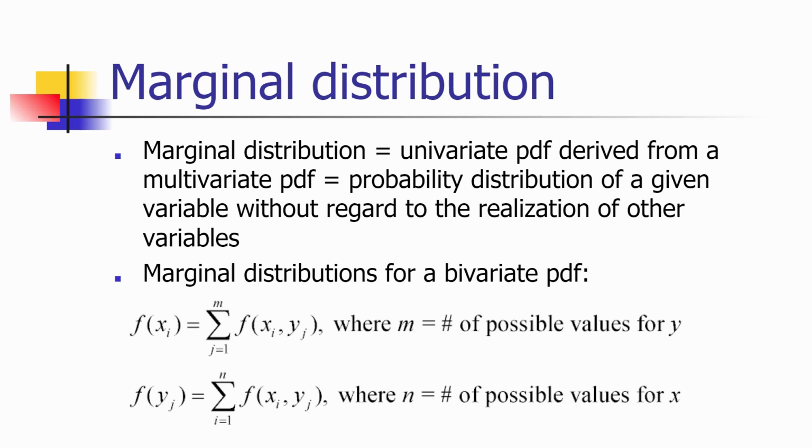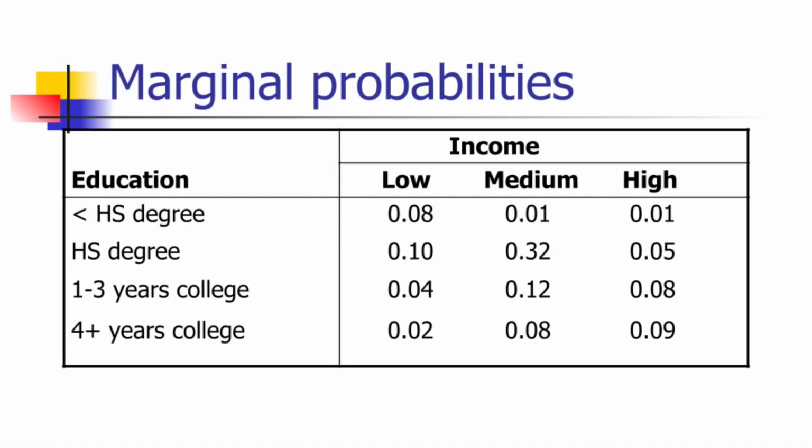So to find the probability that x equals x1, we look at all those combinations of x and y where x equals x1, and we add those up for all possible levels of y. Similarly, to find the probability that y equals yj, we add up all the probabilities of y equaling yj over all the possible levels of x from i equals 1 to n. Take a look at this table and see if you can compute the marginal probabilities for each level of educational attainment and for each level of income.